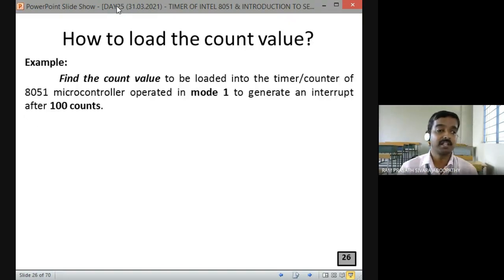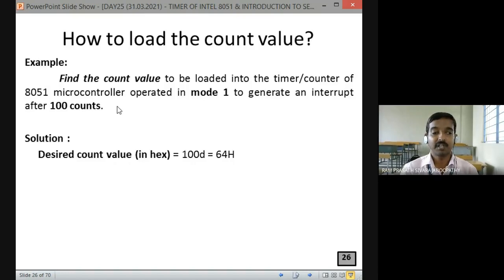Fine. Now we'll go with an example. Find the count value to be loaded into the timer bar counter of 8051, operated in mode 1 to generate an interrupt after 100 count. 100 count க்கு அப்புறம் எனக்கு interrupt generate ஆகணும். Mode 1 ல operate ஆகும். This is the key point. What about the formula?